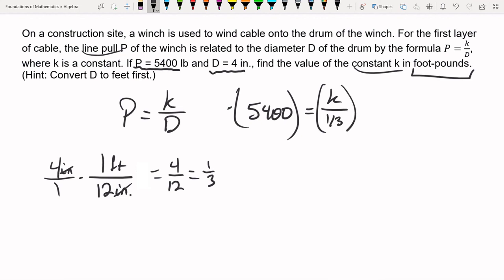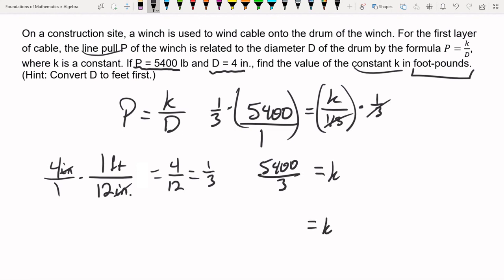So here we have K divided by 1/3. We still solve this the same way. In other words, multiply by 1/3. That's going to cancel the division by 1/3. So now we have K equals 5,400 times 1/3. You can think of this as 5,400 over 1 times 1/3. That gives us 5,400 over 3, which is 1,800 foot-pounds.